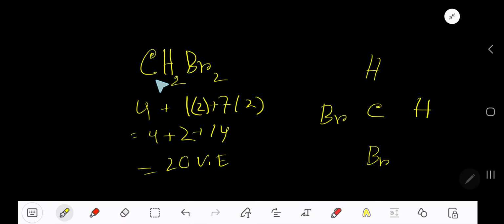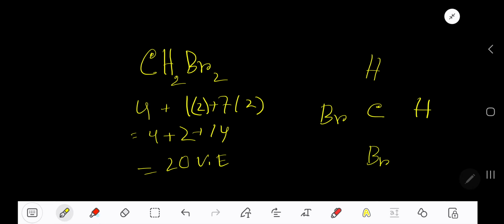Dibromomethane Lewis structure. Carbon has 4 valence electrons, hydrogen has 1, multiplied by 2 as we have 2 hydrogen atoms. Bromine has 7 valence electrons multiplied by 2 as we have 2 atoms of bromine. So in total we have 4 plus 2 plus 14, that is 20 valence electrons.